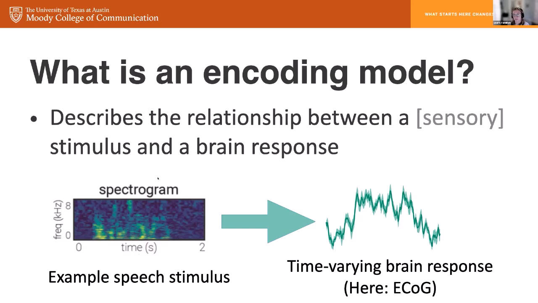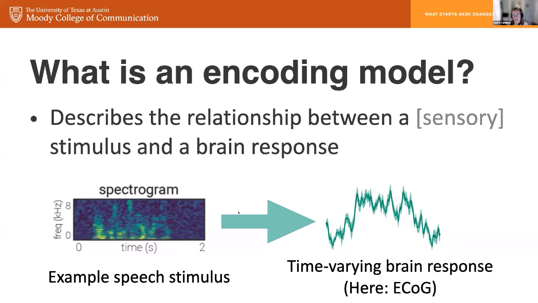So for the example of the spectrogram, let's say you have an example speech stimulus where this is a sentence, then how does that sentence, how do those frequencies in the sound get transformed into the measurement that you're taking from the brain? And here, this is an example of a time varying brain response. This is just an example of a single electrode from a human intracranial recording. There's something happening over time. And what we really want to know is, does what's happening over time here have any relationship to the sounds that you just heard?